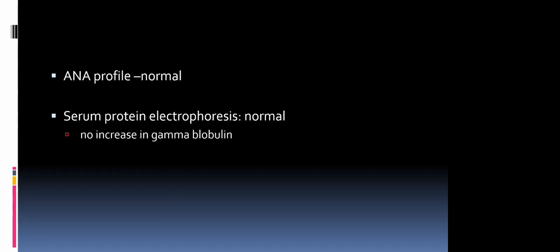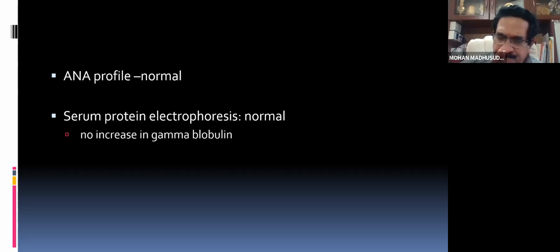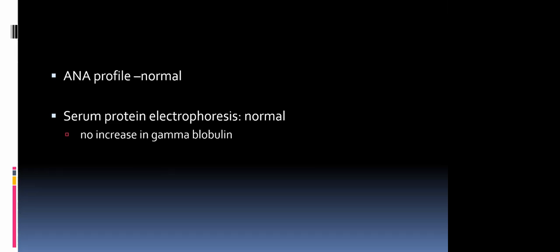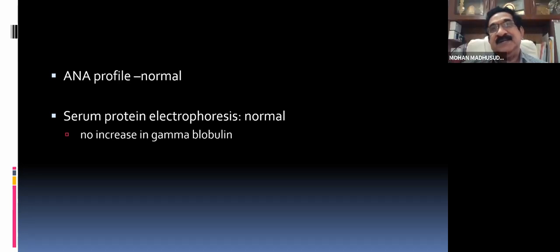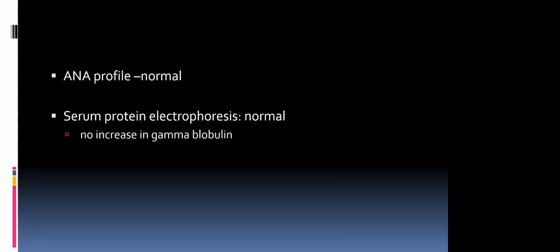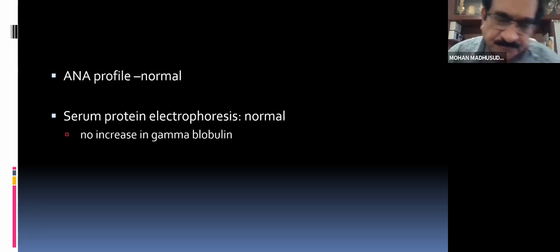If you take axonal versus demyelination, of the same degree, of the same duration, one is axonal and one is demyelination, will the amplitude be affected less in demyelination? Yeah, it will be affected less in demyelination. Obviously, it will be affected less. What is the reason for that? I'll explain that.